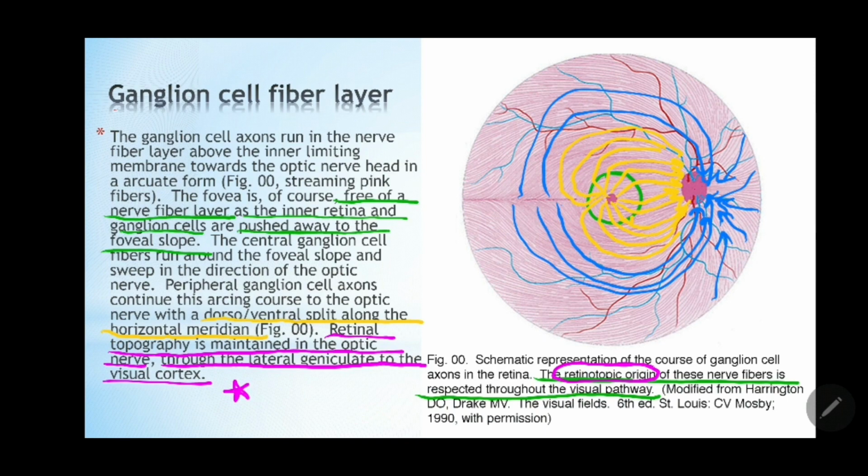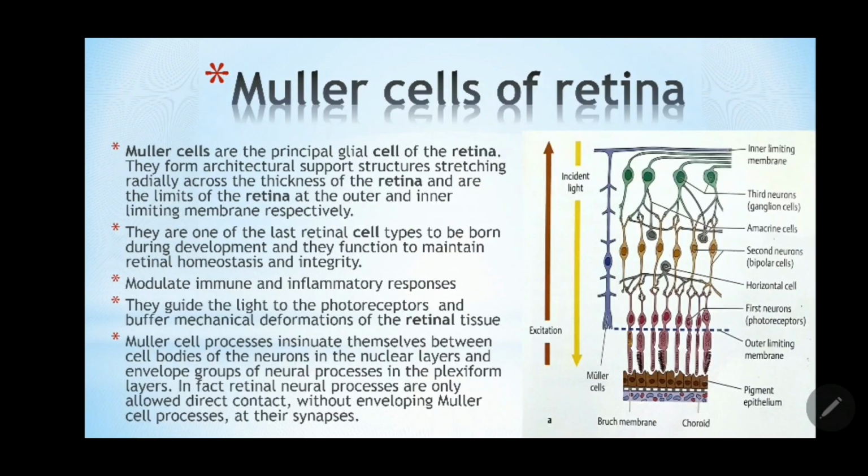Next we move to the next slide. Muller cells of the retina. Muller cells, I have already told you. Look here in this diagram: this is the outer layer, these are the inner layers. From the outer, the pigment cell layer, then the rods and cones, and the outer nuclear, outer plexiform, inner nuclear, inner plexiform. Then you have the ganglion cell layer, nerve fiber layer.